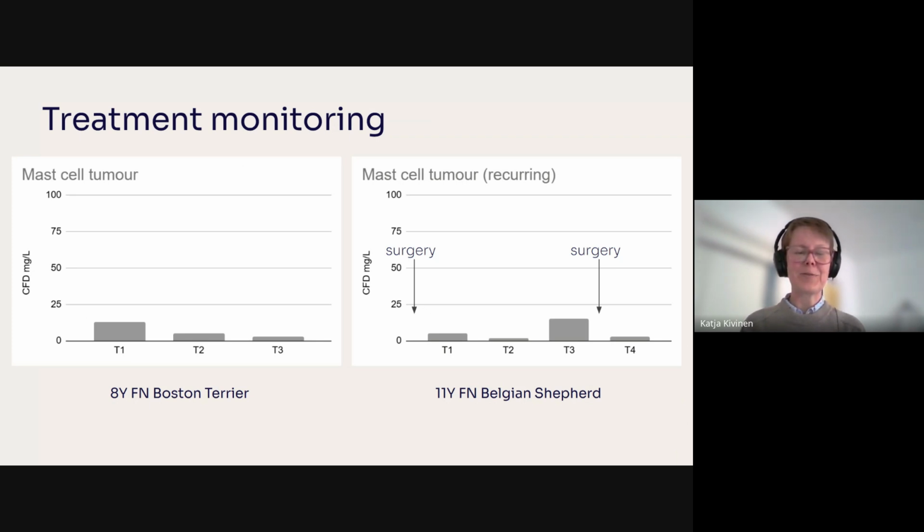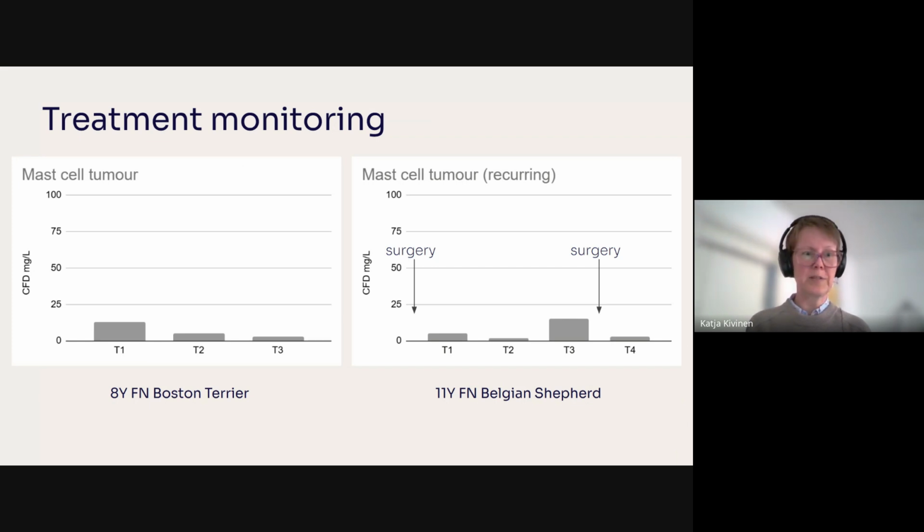This is an 11-year-old female Belgian Shepherd, where the dog already had surgery before the first sample was taken. So the dog was not treatment naive, but we still wanted to follow up to see how well the test works. And there was a clear downward trend. But after around 8 months, I think, we saw that the cell-free DNA was going sharply up. And then soon after, a decision was made to have another surgery because there was a recurrence of the mast cell tumor. And after that, we are back to very low levels.